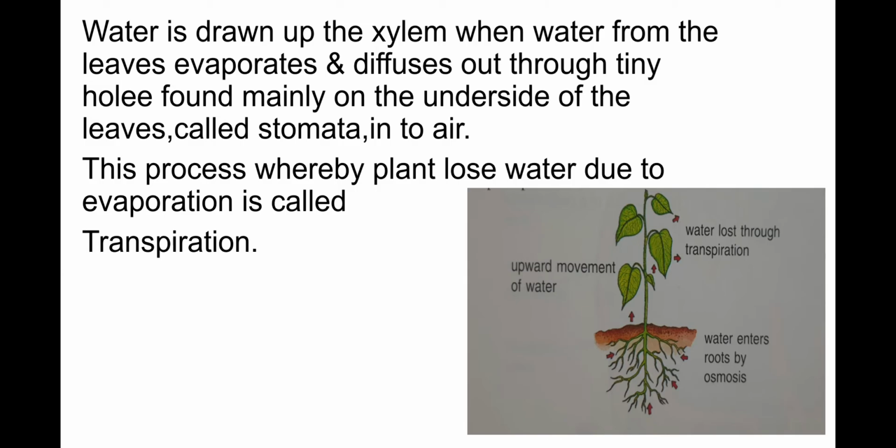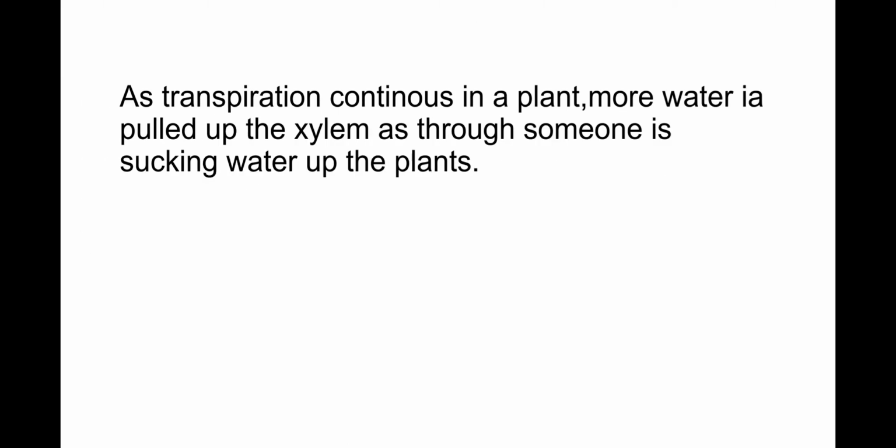Water is drawn up the xylem when water from the leaves evaporates and diffuses out through tiny holes found mainly on the underside of the leaves, called stomata, into the air. This process whereby a plant loses water due to evaporation is called transpiration, as you can see in the diagram. As transpiration continues in a plant, more water is pulled up the xylem, as though someone is sucking water up the plant.